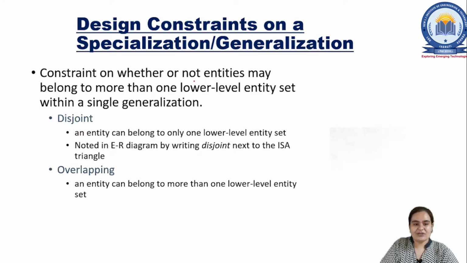Then we have a constraint on whether or not the entities may belong to more than one level of the entity set within a single generalization. Suppose I have an entity set that belongs to a lower level entity set as well as the upper level entity set. So what we have to see is whether it is disjoint or overlapping. An entity set can belong to more than one lower level entity set, or it may belong to only one lower level entity set. If it belongs to only one lower level, that is called disjoint. If it is involved in more than one lower level entity set, that is overlapping.